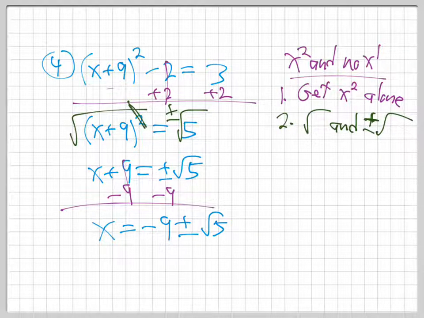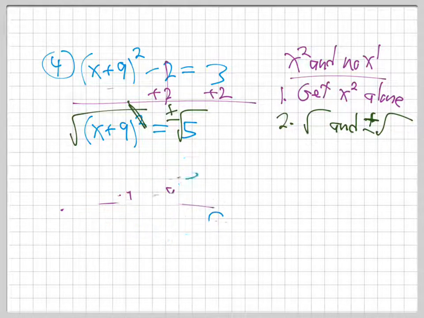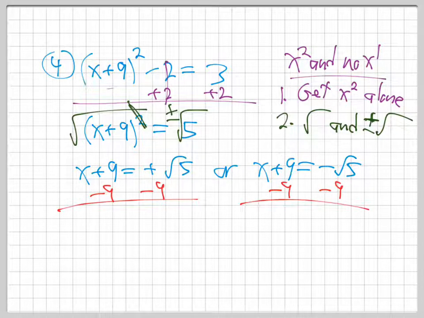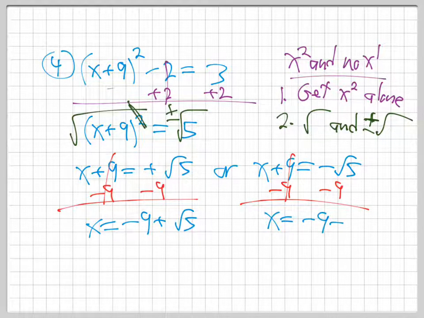Or, did it confuse you that I didn't break it into 2? If that bugs you, you can break it into 2. Here, I'll go back and do that. Maybe that'd be better. So x plus 9 is plus root 5, or x plus 9 is minus root 5. That's fine also. Either way. And then subtract 9 from both sides and get the same two answers: minus 9 plus root 5, minus 9 minus root 5. And so that's option A, isn't it?